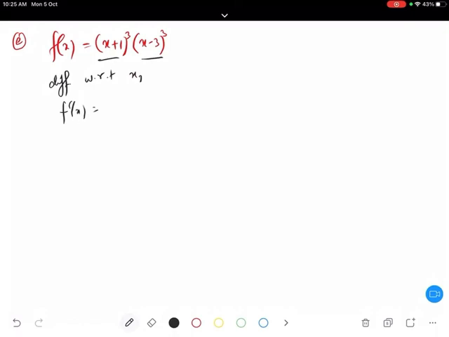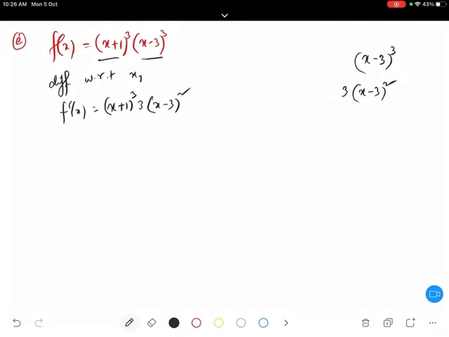So tell me, what is the differentiation of (x plus 1) whole cube? First, I will take (x plus 1) whole cube out, UV rule. Then differentiate (x minus 3) whole cube. Can anybody tell me what is the differentiation of (x minus 3) whole cube? It is 3 (x minus 3) whole square into the differentiation of x minus 3, which is 1. So it is 3 into (x minus 3) whole square. Everyone clear? Yes or no?